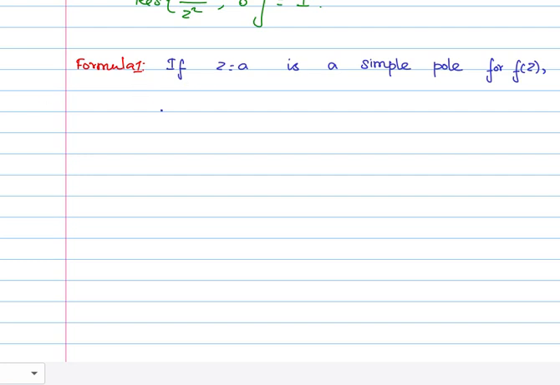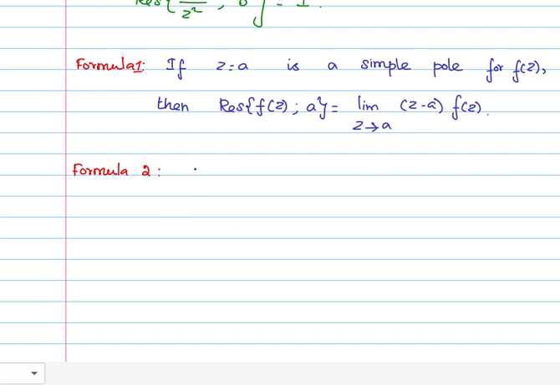Then the residue of f of z at a is simply the limit as z tends to a of z minus a times f of z. Okay, this is formula number 1. Second formula: the same, you take it if z equal to a is a simple pole.